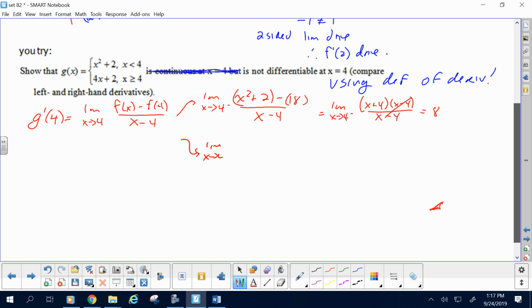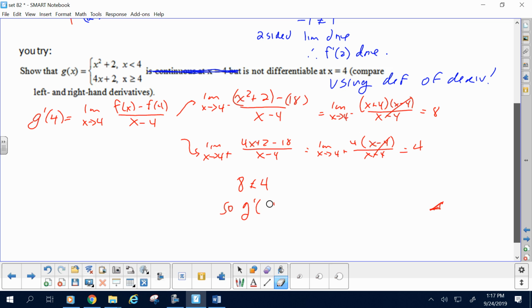I'm not hearing a lot of agreement. The right-hand side is the function 4x plus 2. That's a little different algebra. It obviously also is 0 over 0, but there you can factor out a 4 and drop the x minus 4 out. That's 4, and therefore you have shown that the left-hand slope and the right-hand slope are not the same. So you could say the one-sided limits are different, but basically at that point you could say g prime at 4 does not exist.